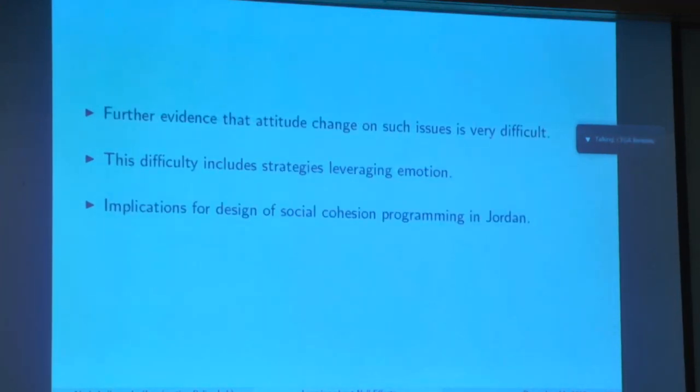And then finally, in terms of implications for scholars and practitioners, this is further evidence that attitude change on issues of prejudice are just very difficult to shift. Recently, there have been a few studies suggesting that using emotion to try and improve attitudes is a more effective approach, and this maybe pushes back against that slightly. And then finally, we think these results do have important implications for social cohesion programming in Jordan, since a lot of these programs draw on the kinds of messages we were using in our interventions, and also probably more broadly in other refugee contexts.